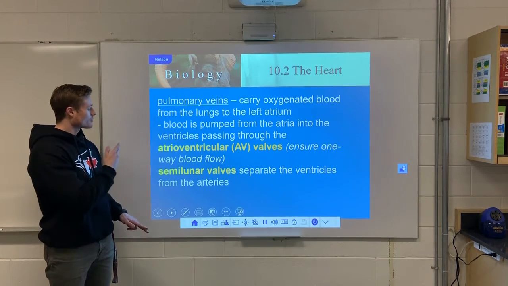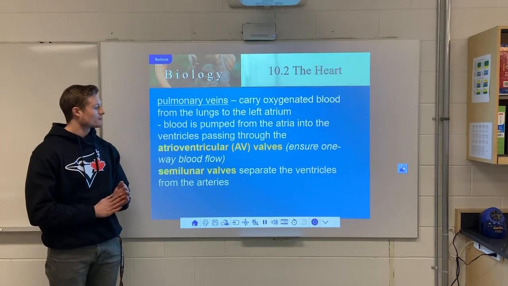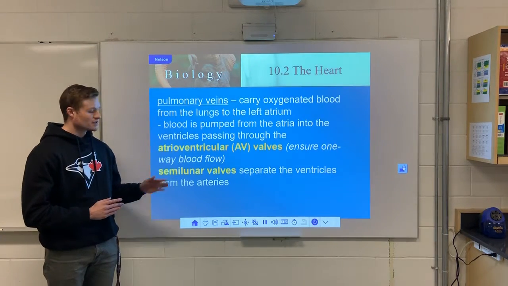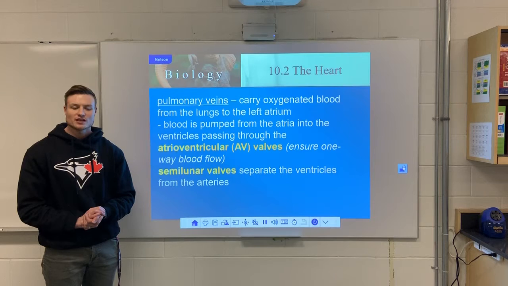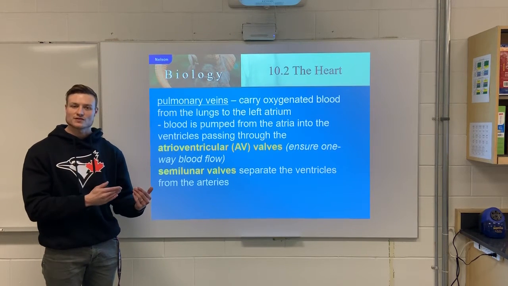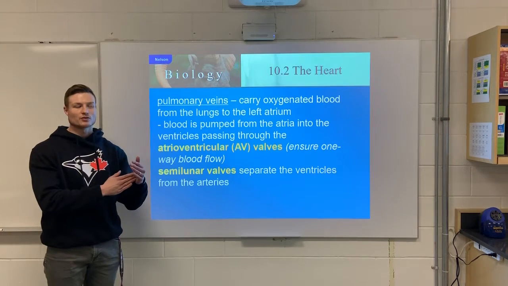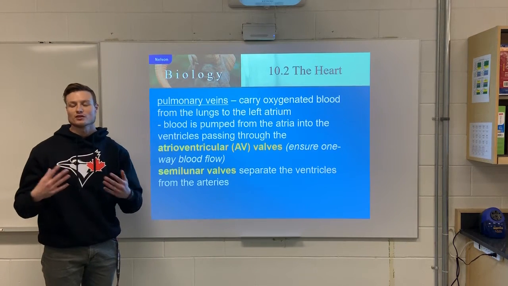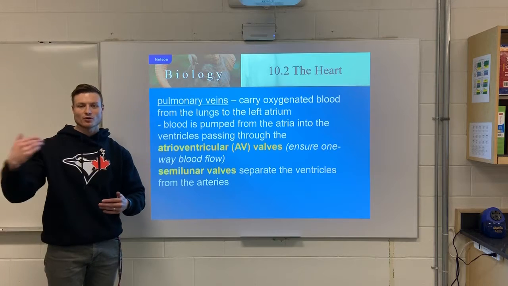Then we have, of course, along with the pulmonary veins, we have our valves. So the valves are key here because just like in veins where valves prevent backflow, we have valves in our heart because we don't want blood going in the wrong direction. We want blood going in the correct direction, going from point A to point B.